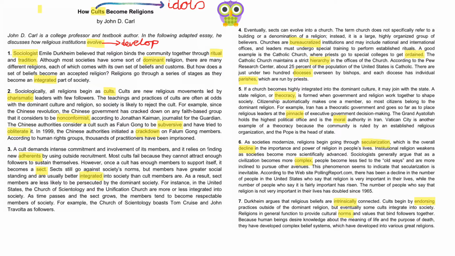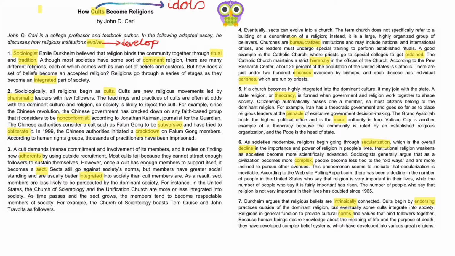Bureaucracy clearly shows that there are so many complex rules, strict procedures, a lot of control. So that's what we refer to as bureaucratized or bureaucracy. So churches are viewed, according to this essay, as very bureaucratic institutions.